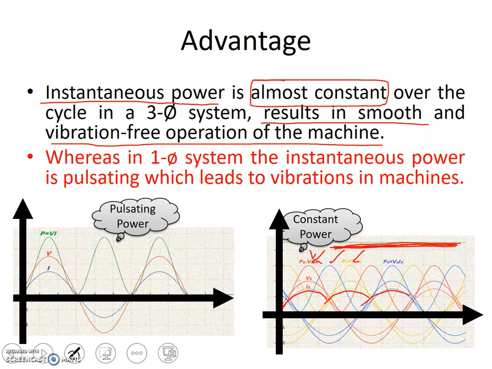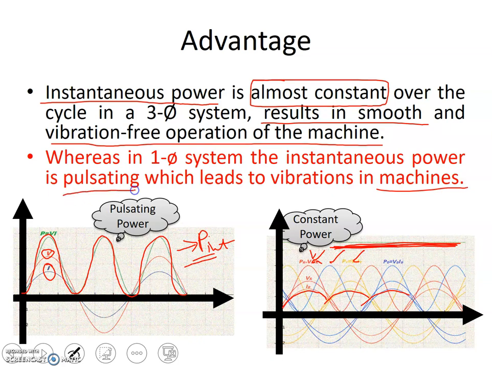While in the case of a single-phase system here, you can see the voltage and current, when multiplied, result in a waveform something like this. So the instantaneous power is not constant but varying throughout the cycle. So the systems, especially the machines which operate on a single-phase system, have to encounter a pulsating type of power.